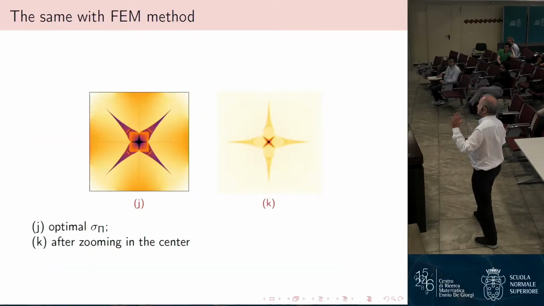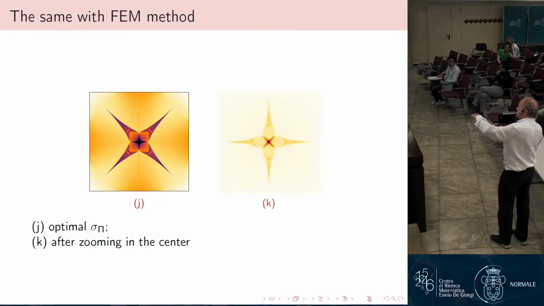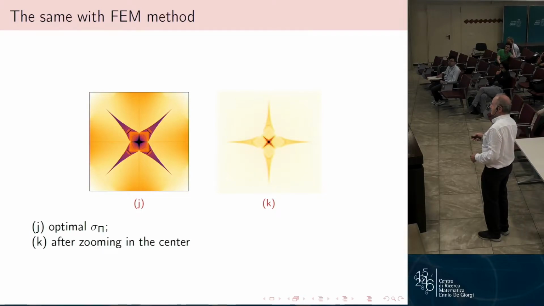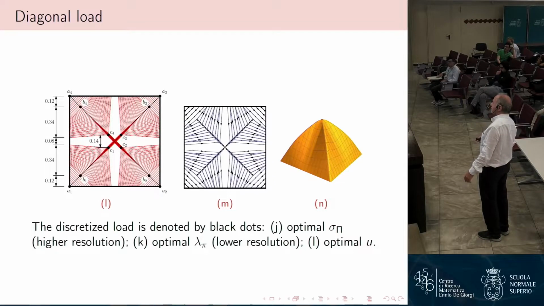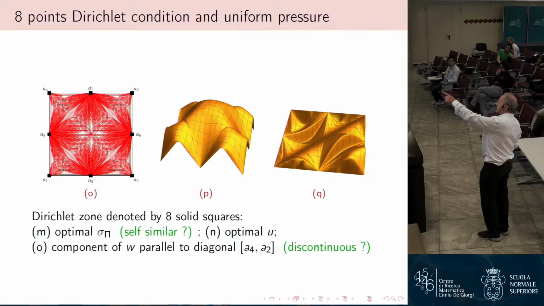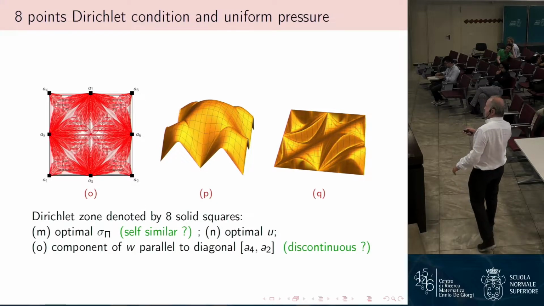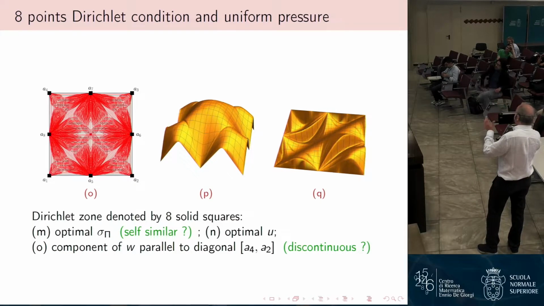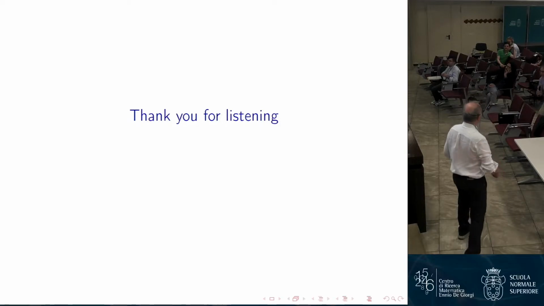Numerically, it's not. And with the finite element method, you have this, which looks self-similar. We don't know why. It's mysterious. So you have diverse examples of load, and here you have an example where the Dirichlet condition is set only on 8 points, and you have this very non-smooth function W, which seems discontinuous in that case. Sorry for the. Thank you very much.